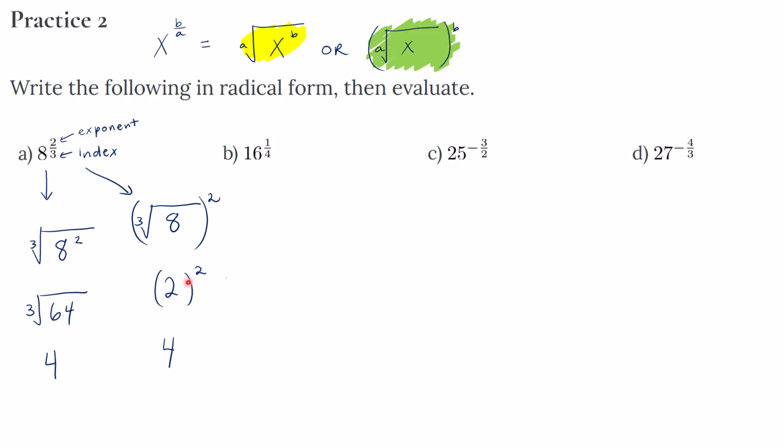Rewriting b as a radical, 16 would be the radicand, 4 would be the index. With the exponent being a 1, we don't really have to write it because having an exponent of 1 is not actually going to change the value of the radical. So we can just calculate the 4th root of 16 in our calculator.